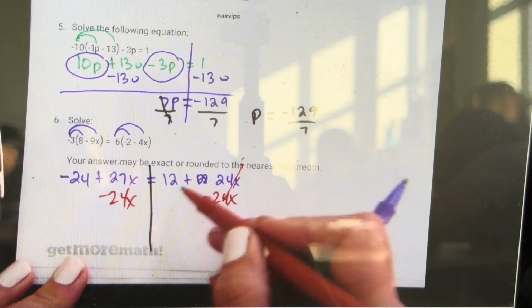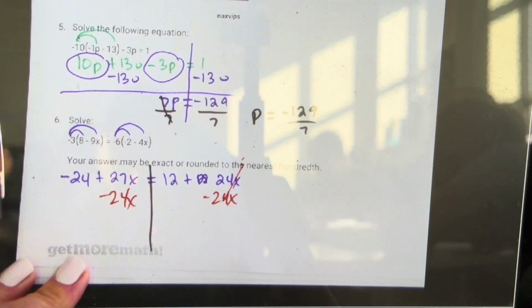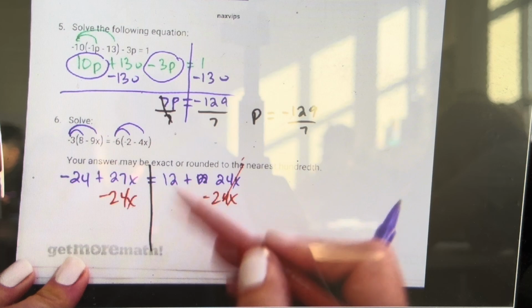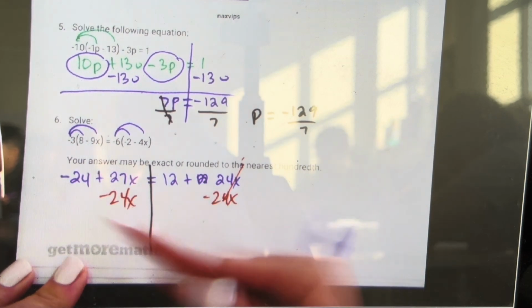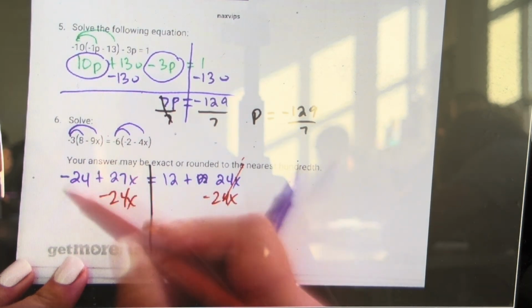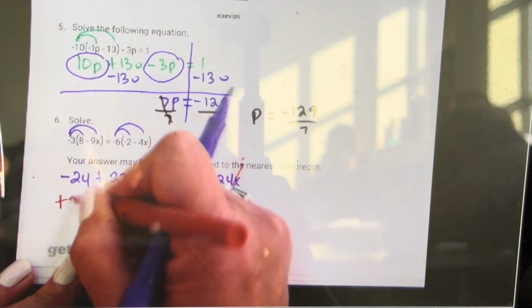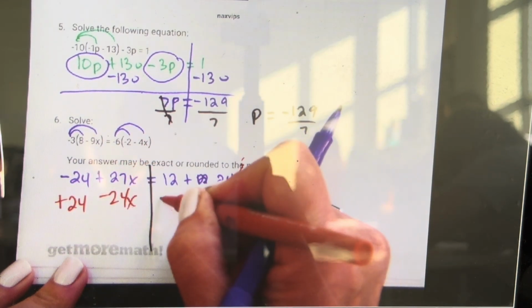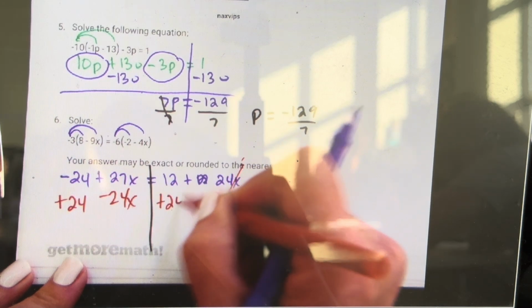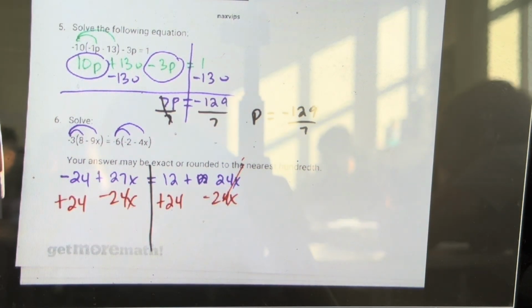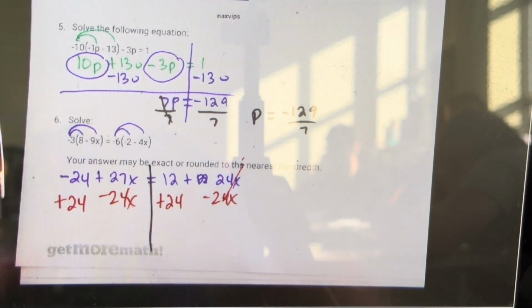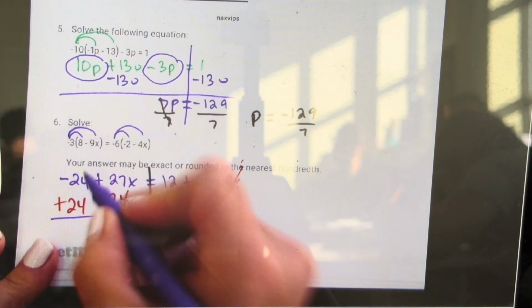So do I want to get rid of the 12 or the negative 24? The 12. If I get rid of the 12, what's going to be on this side? Nothing, so negative 24. My goal is to get x by itself, so I need to get rid of the negative 24 because I'm bringing my x's to the left. So the opposite of negative 24 is positive 24. Why do we write what we're doing on both sides? So we can cancel out, and if we do the wrong operation, it's easier to catch it when we can see what we did. Yep. So 24 minus 24 goes away.